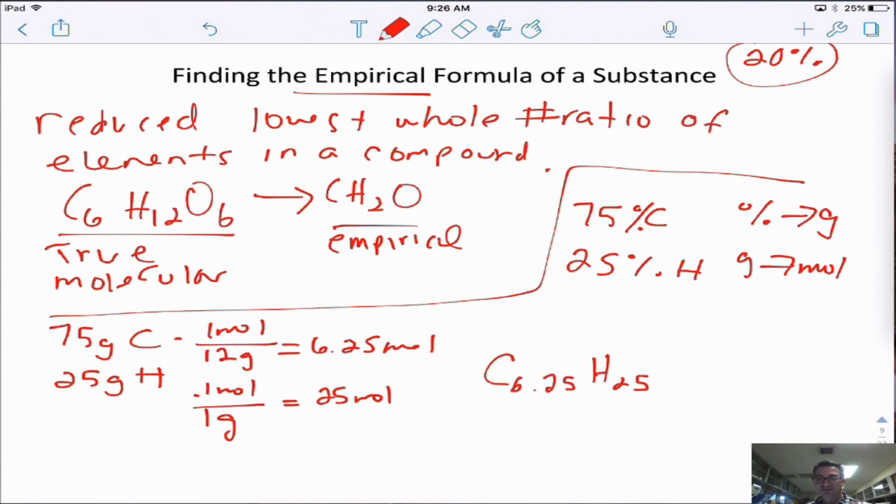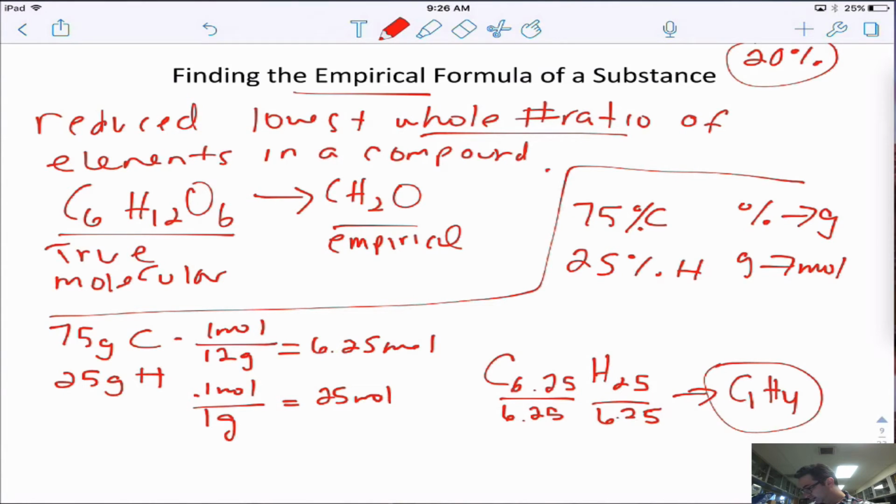The problem is that you need the lowest whole number ratio in order to be an empirical formula. So we need to reduce these down to whole numbers. We do that by dividing by the smallest number of moles. When we do this, we get C1H4, or just CH4. So the last step is to divide by the smallest number of moles.